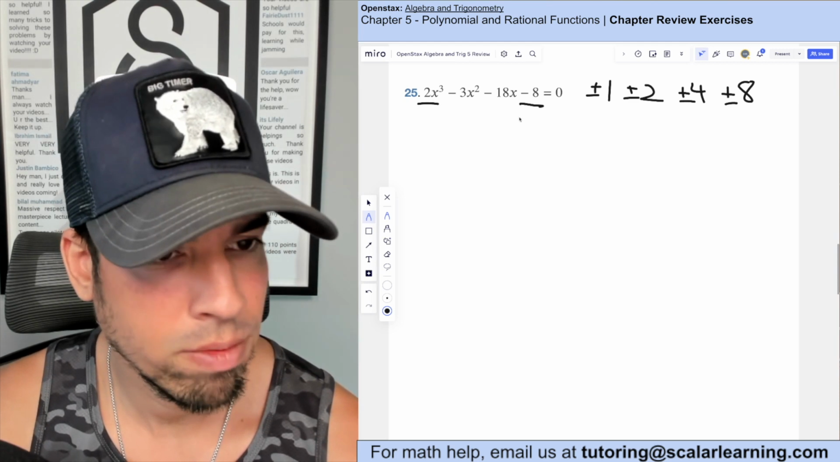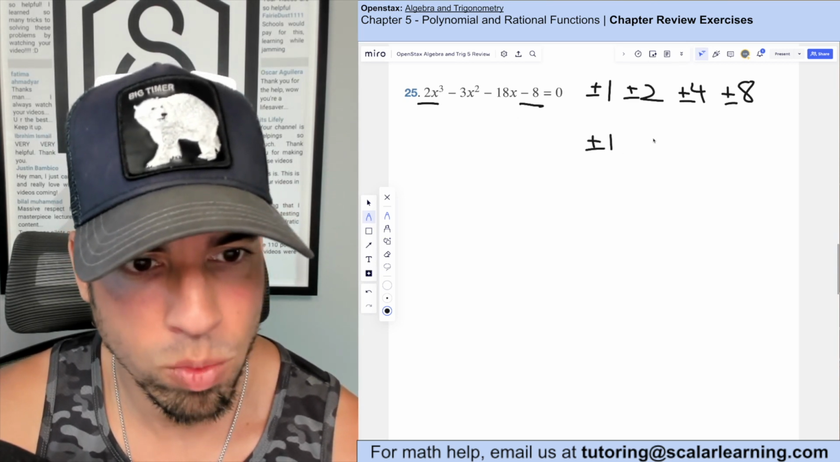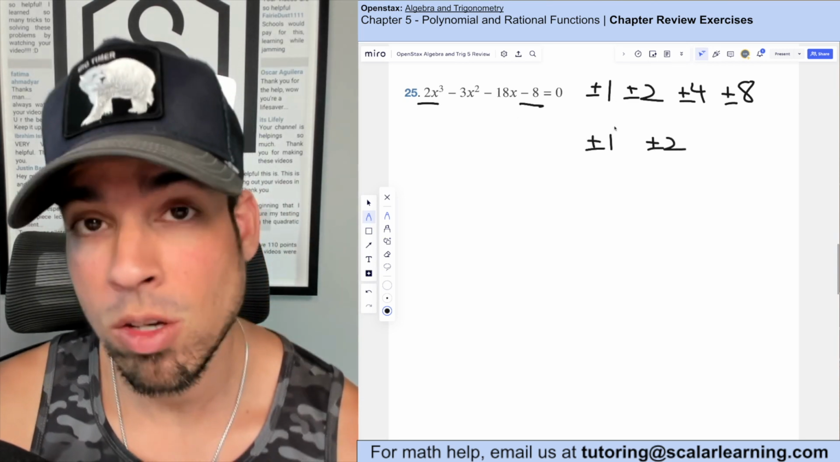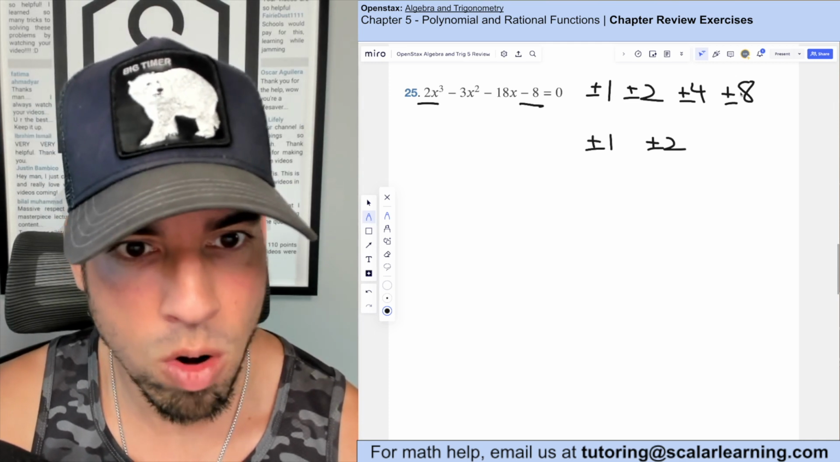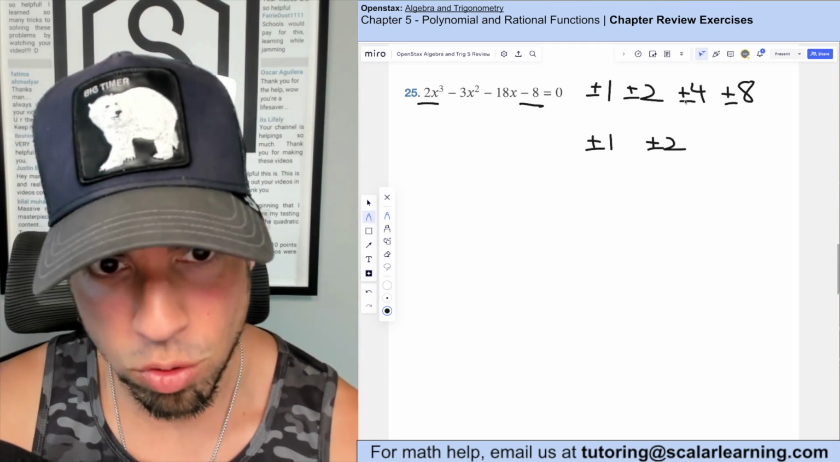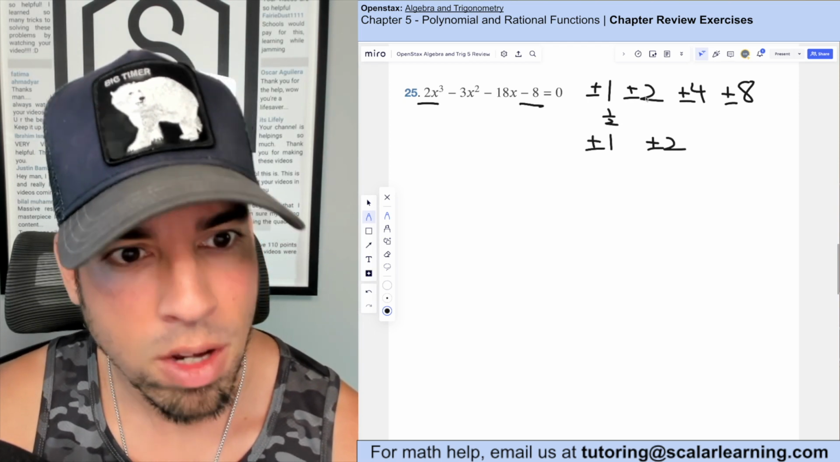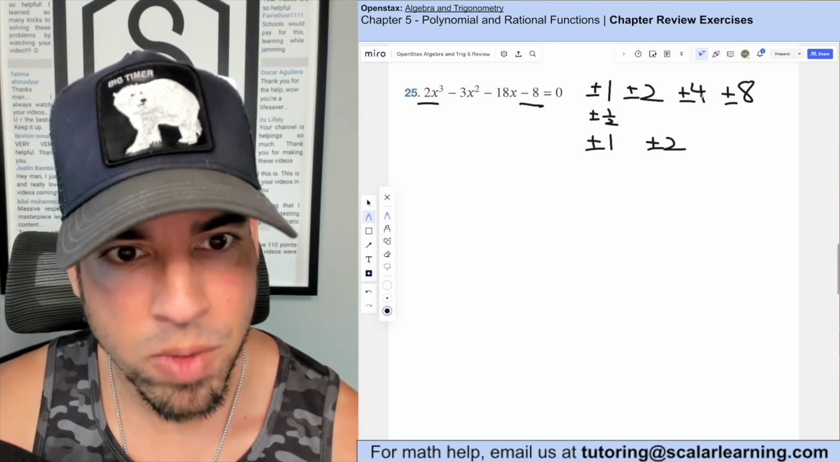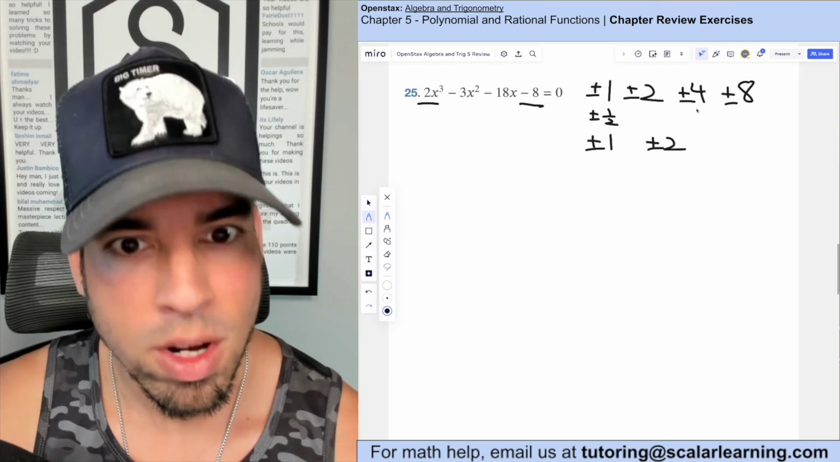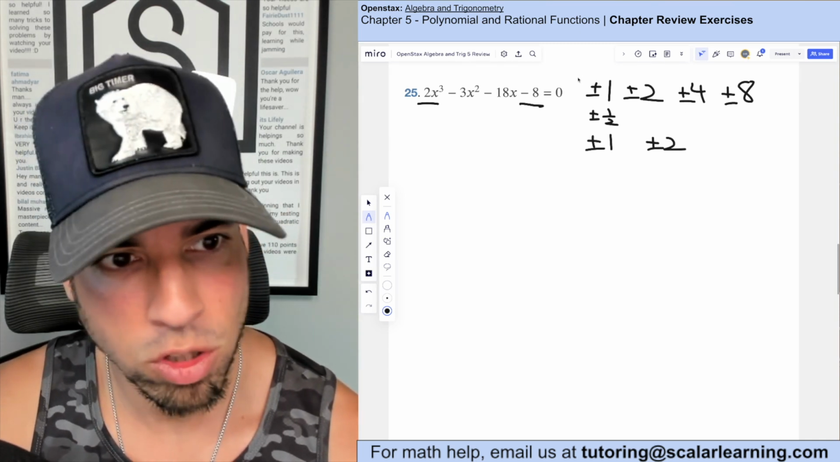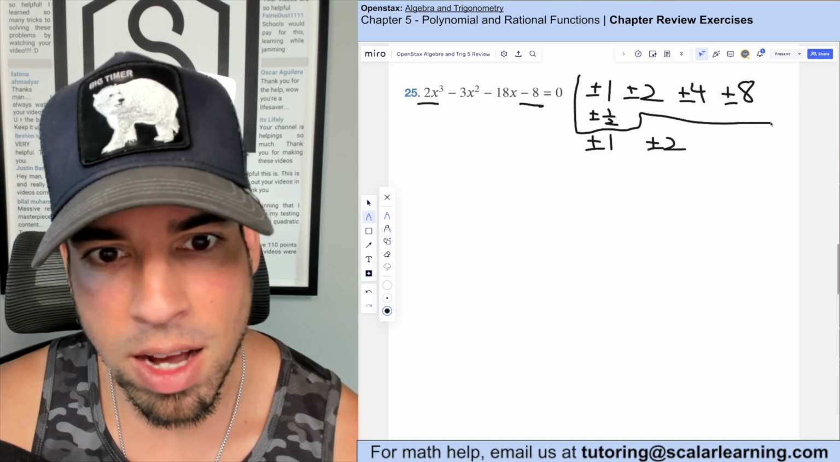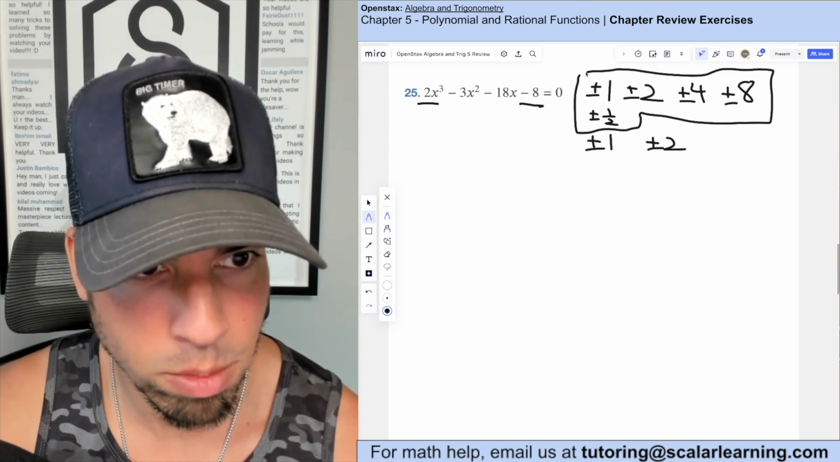And then when the factors of 2 are going to be plus or minus 1, plus or minus 2, which means all of our possible factors are all of these divided by 1, which is just 1, 2, 4, 8, as well as all of these divided by 2, which also include 1/2, 2 over 2, but that's still 1, 4 over 2, which is still 2, and 8 over 2, which is still 4. So we have these 5, but really 10 options because of the plus or minus.